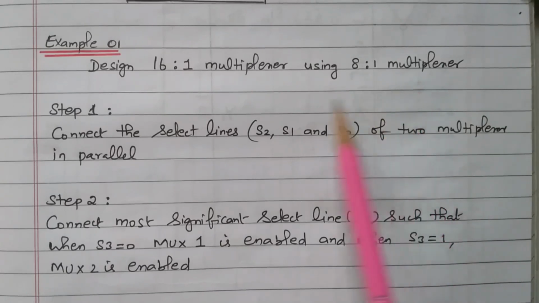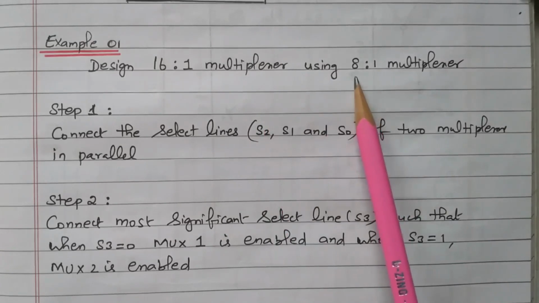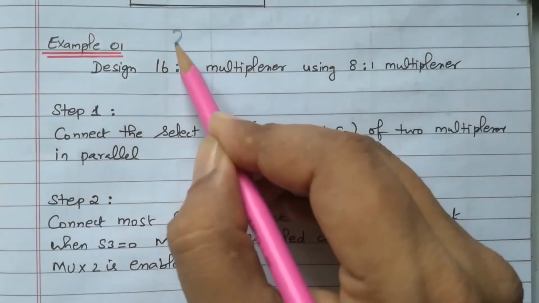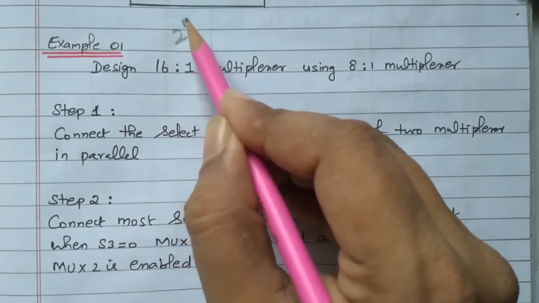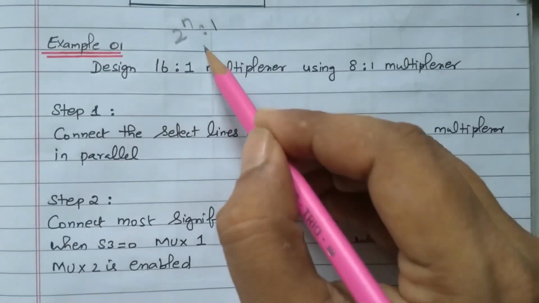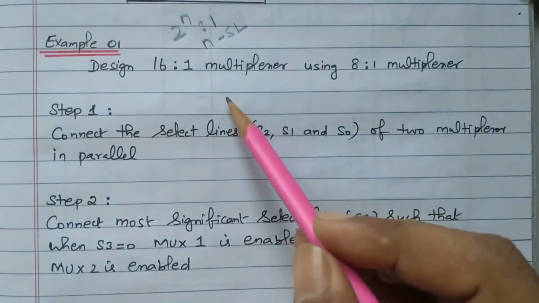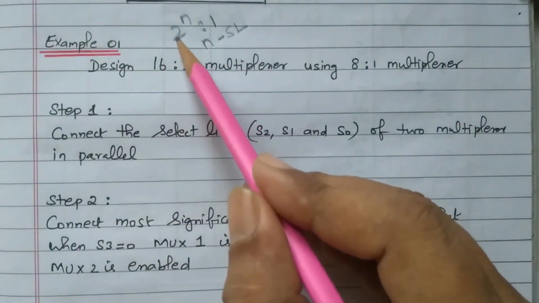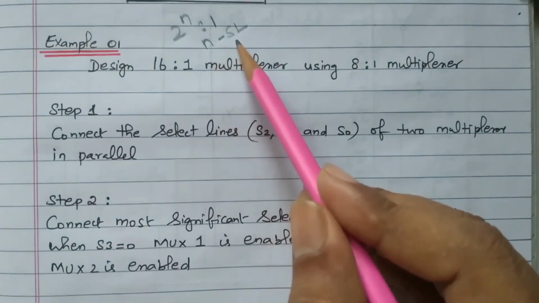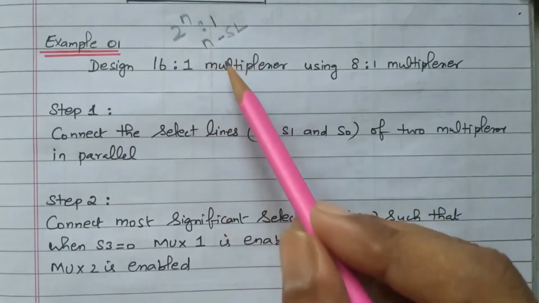Now we'll go to the topic. We need to design the 16:1 multiplexer using 8:1 multiplexer. So the multiplexer is nothing but having 2 to the power n inputs and 1 output with n selection lines. So this is the description of the multiplexer, having 2 to the power n inputs, only one output and n selection lines. So a multiplexer is nothing but many inputs to only one output, right?